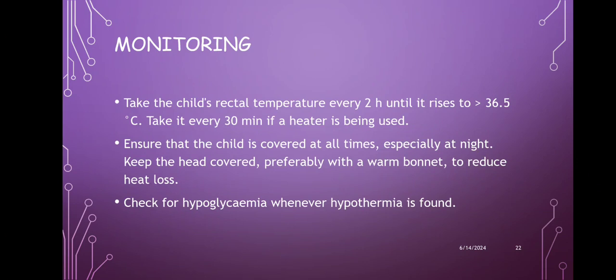For monitoring, you check the child's rectal temperature every 2 hours until it rises to above 36.5 degrees Celsius. Then if a heater is being used, you check every 30 minutes. You need to ensure that the child is covered at all times, especially at night. Keep the head covered, preferably with a warm bonnet to reduce heat loss. Then whenever you find hypothermia, always check blood sugar.